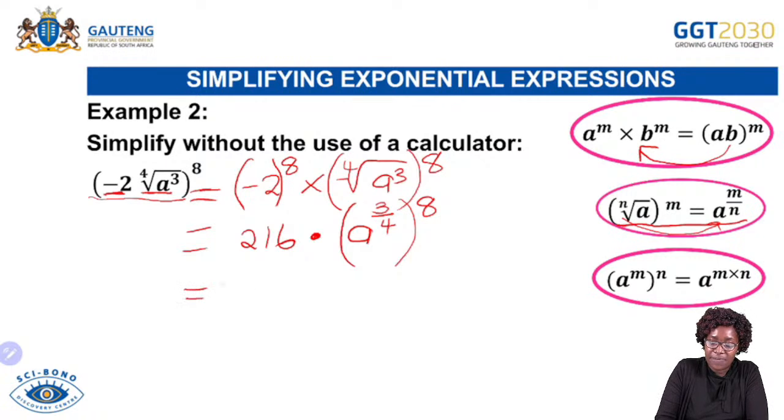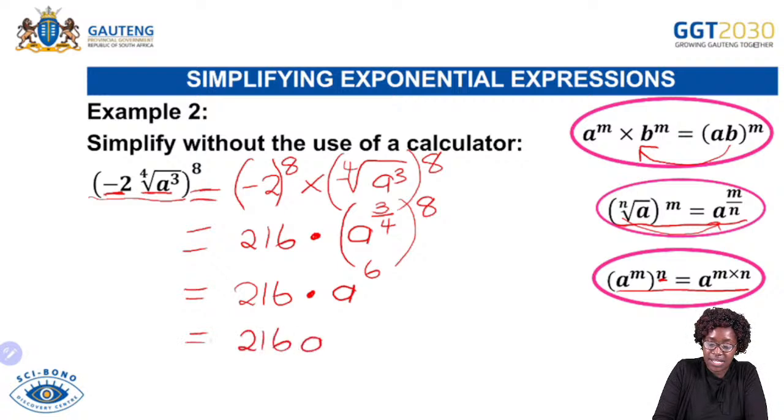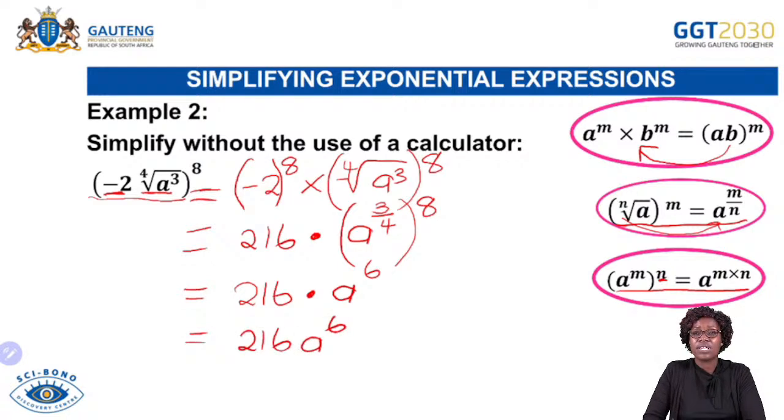And then to simplify this further, we are going to end up with 216. We have already simplified this. And then we apply the last rule there, which says if I'm raising an exponent to an exponent, I simply multiply the exponents. So 3 over 4 multiplied by 8 gives us a raised to the power of 6. So our solution there is 216 a raised to the power of 6.